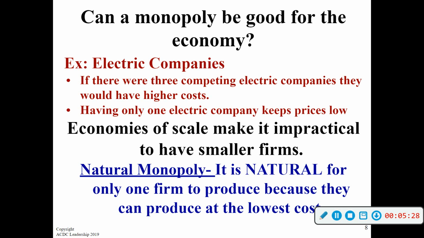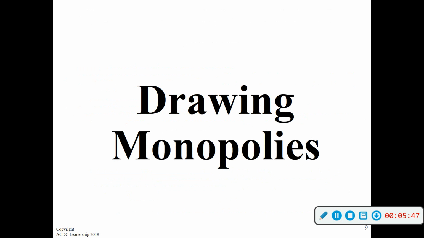But natural monopoly is when it is natural just to have that one producer. So it's not illegal, it's actually good for the economy because you're going to get the most efficient product at the lowest cost possible. So this is a great example of why not all monopolies are a bad thing.